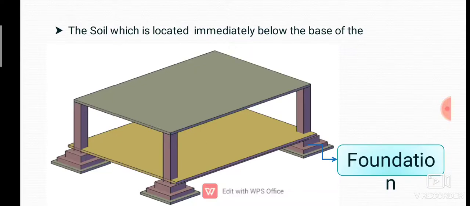Okay, that is the main thing we have to learn about this. Then parapet. This is the wall provided for the safety of the users of the terrace. And then lintels. Lintels are small beams provided over an opening, so that the portion of the wall over the opening can be supported.